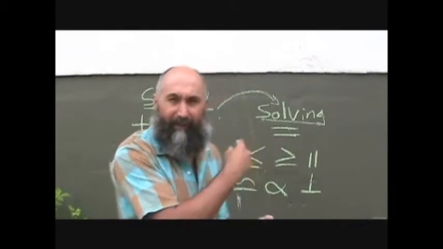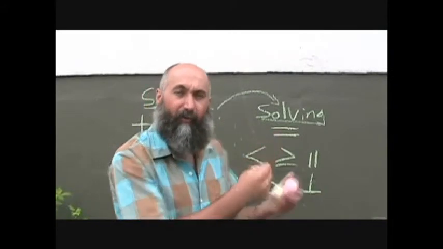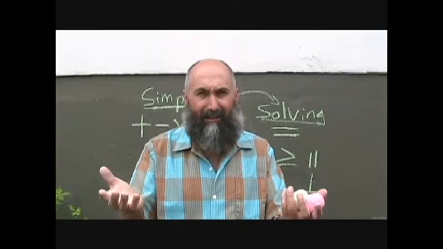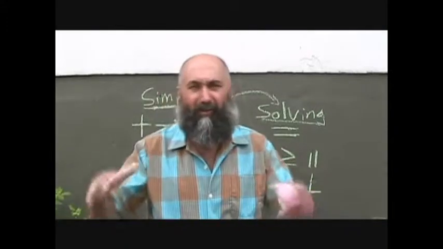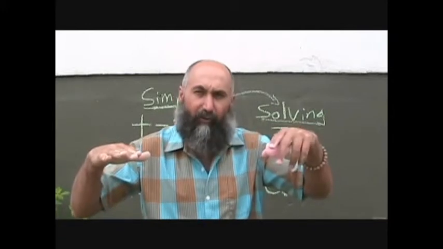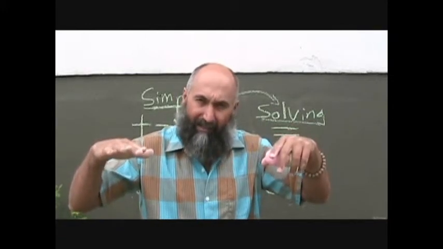Because if you do something when you're moving from one side to the other, if you do it the wrong way, then your equation's out of balance. And the equal sign you could sort of think of as a scale. Whatever you do on one side, you have to do to the other side to balance things out.